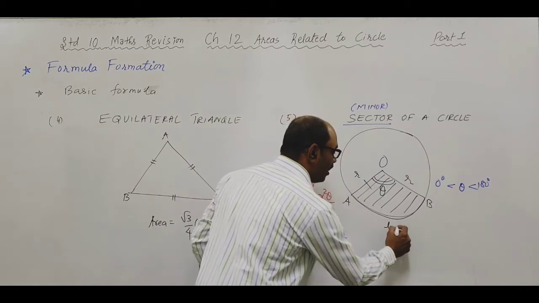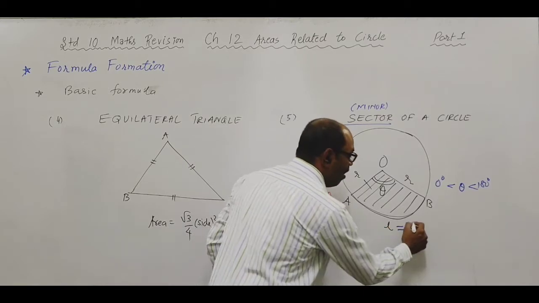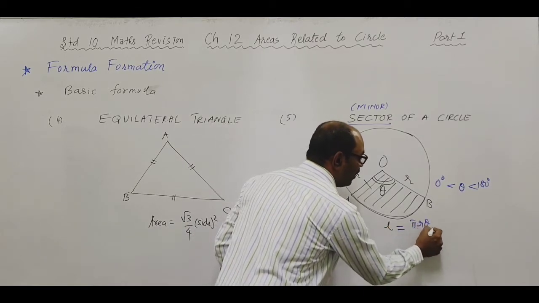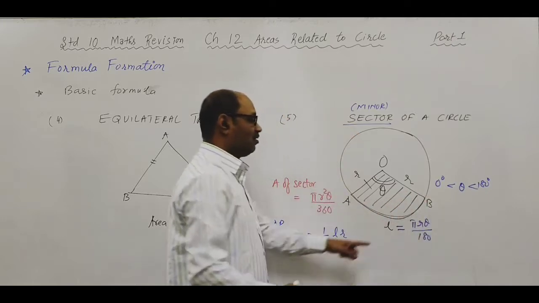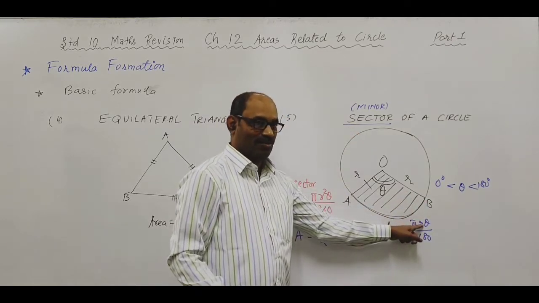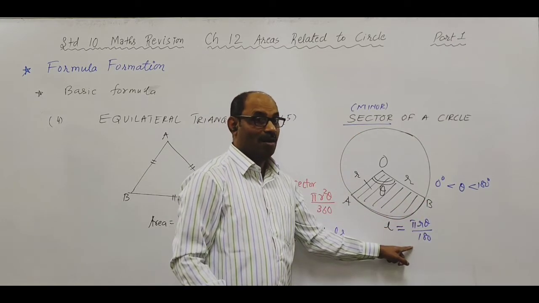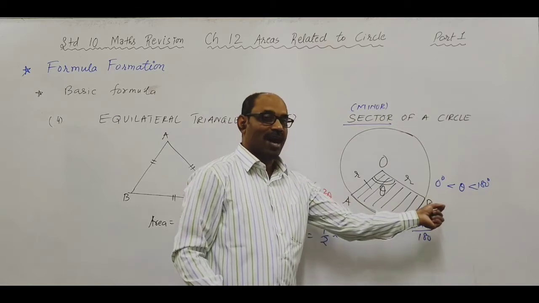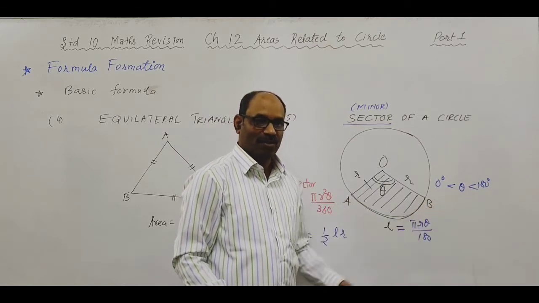Okay. And what is this arc? You know the length of the arc formula? Pi r theta upon 180. There's no r square. Pi r theta upon 180. That is the length of the arc.